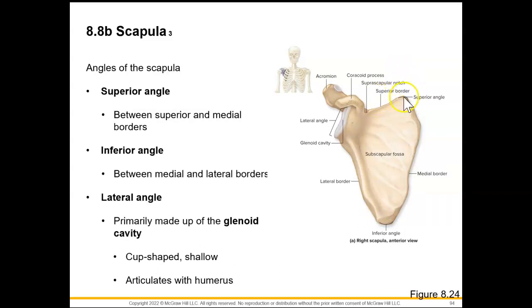Now let's talk about the angles. Here we have your superior angle that is found between your superior and medial borders. You have your inferior angle found between your medial border and your lateral border. And lastly, your lateral angle, which is going to be primarily made up of your glenoid cavity. This is a cup-shaped shallow surface, and it articulates with the humerus.